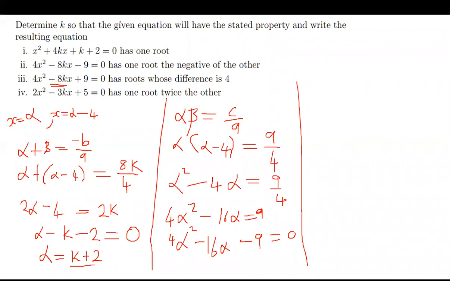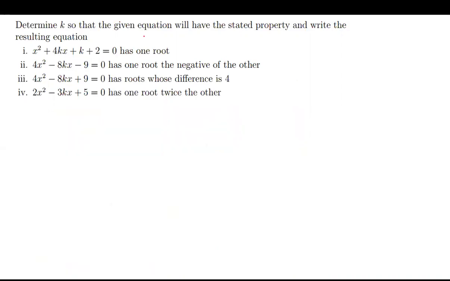Let me do the last question in the remaining 6 minutes. So here we have 2x squared minus 3k x plus 5 being equal to 0. And the statement here is saying it has one root which is twice the other. Meaning if our first root is x equals alpha, our second root will be x equals 2 alpha.